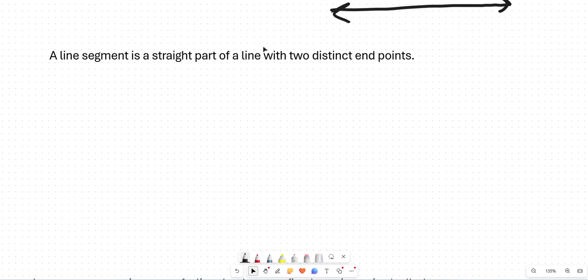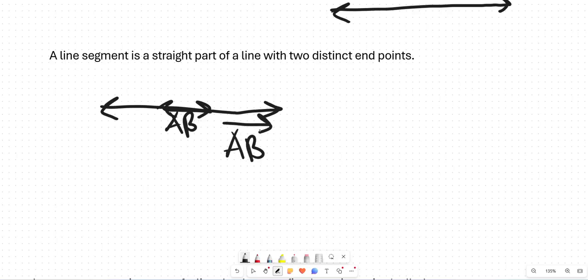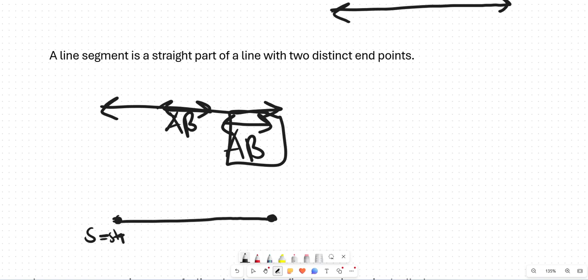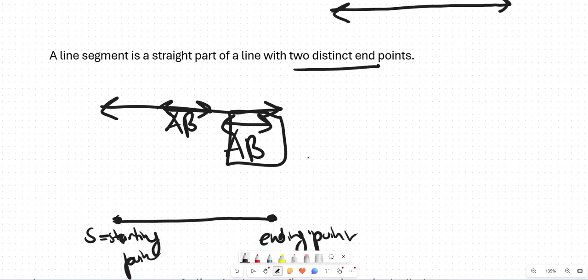Moving on, line segments. The difference between a line and a line segment is that lines go infinitely in both directions. So the symbol for a line is this, but a line segment has a starting point, I can say S for a starting point, and an ending point, or basically two distinct endpoints.